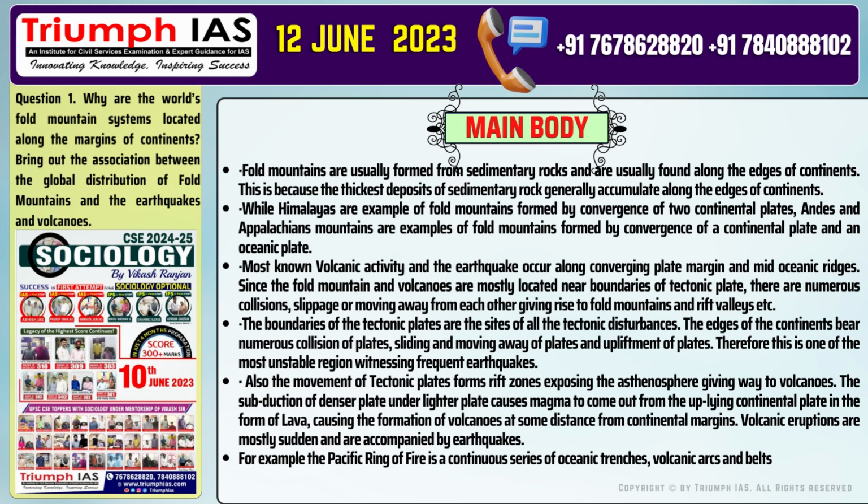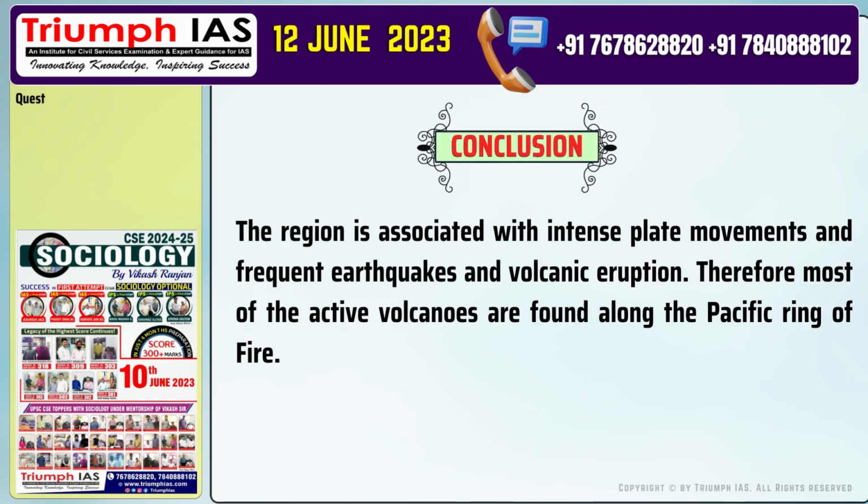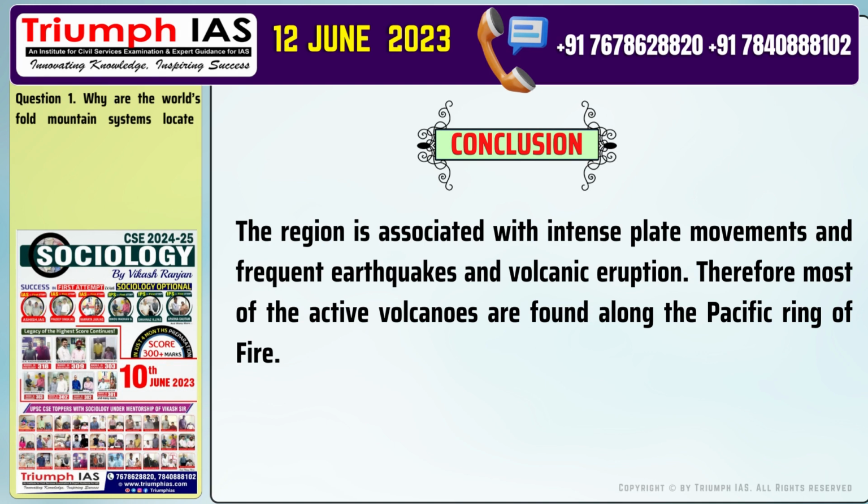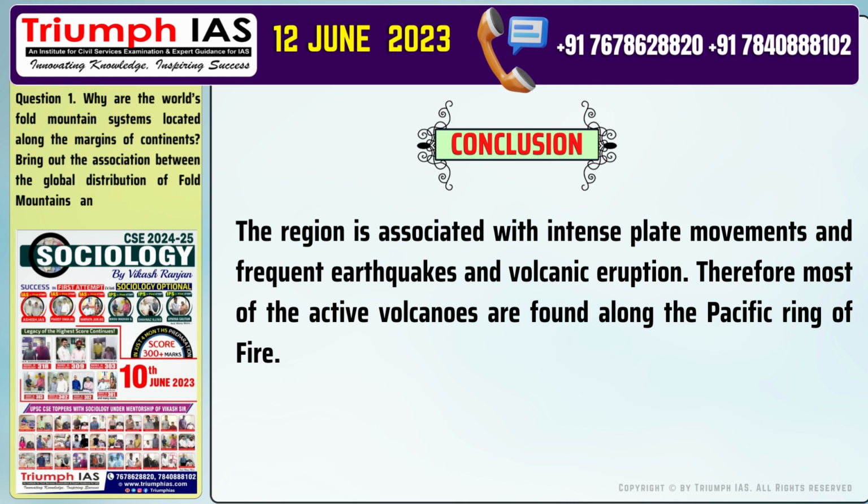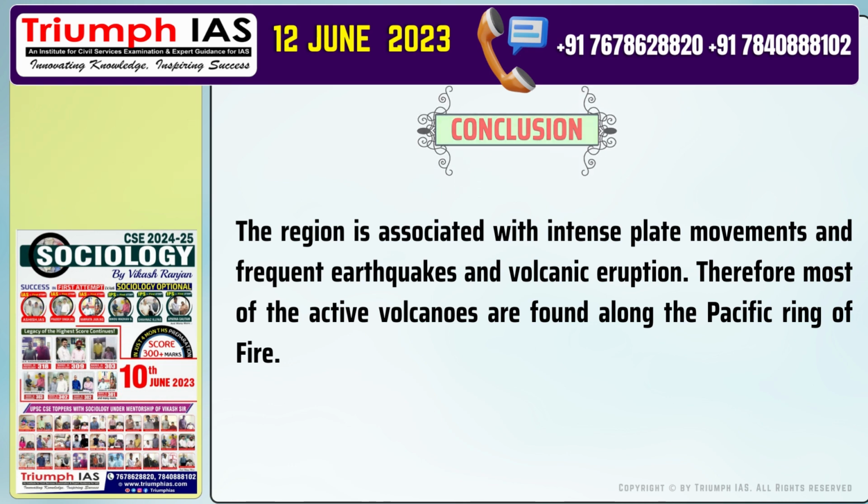Number 6. For example, the Pacific Ring of Fire is a continuous series of oceanic trenches, volcanic arcs and belts. Conclusion of the answer is: the region is associated with intense plate movements and frequent earthquakes and volcanic eruptions. Therefore, most of the active volcanoes are found along the Pacific Ring of Fire.